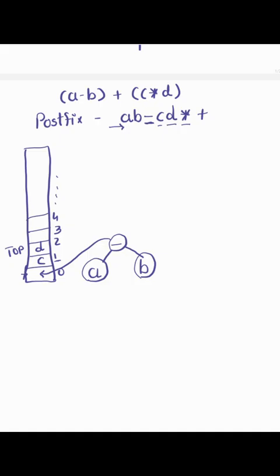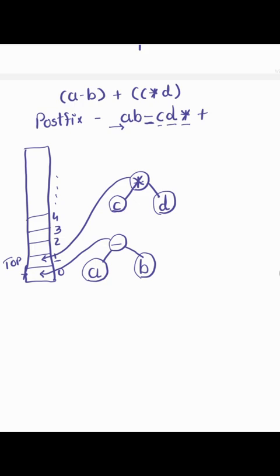When the operator occurs, you need to pop the top element. This top element becomes the right child, and the next top element becomes the left child. I apply the multiplication as a parent of it. The top won't be here anymore, and I push this again at my first position. Now my top is pointing to this.